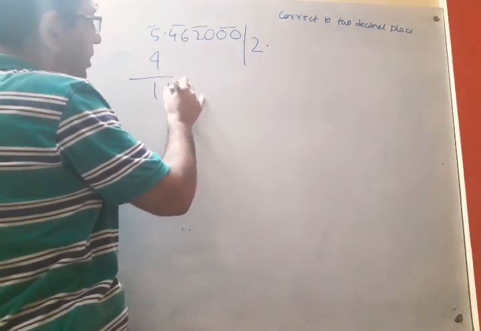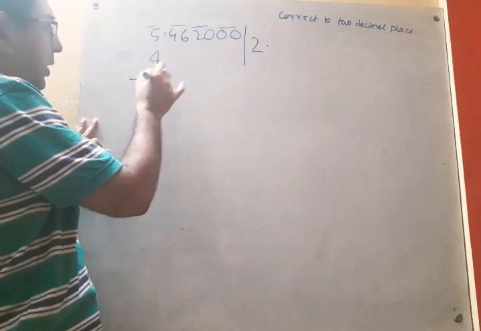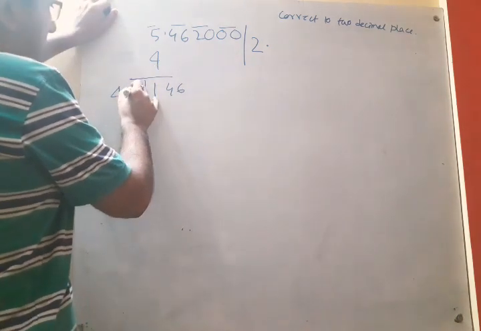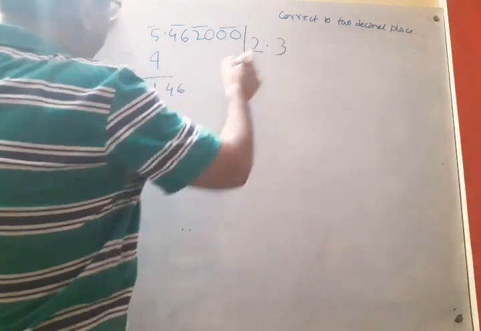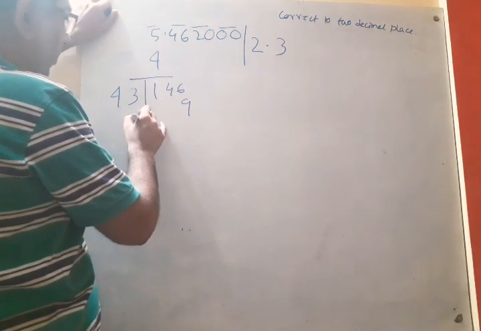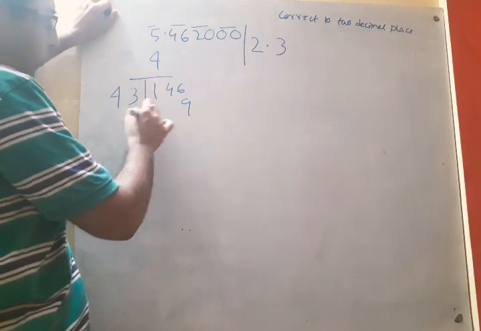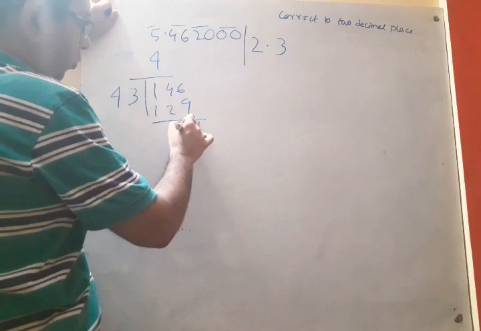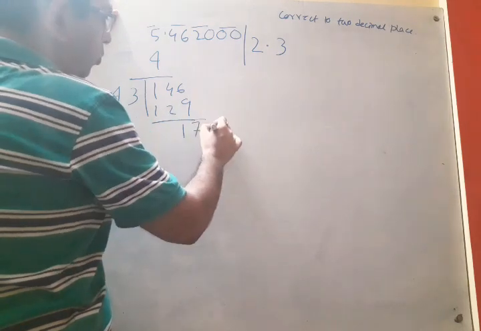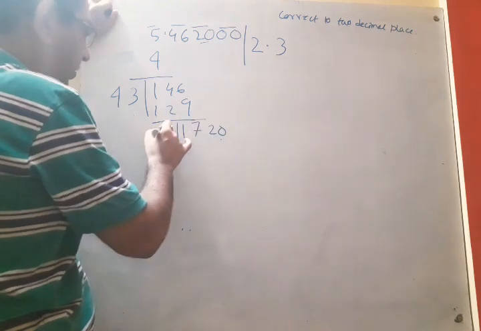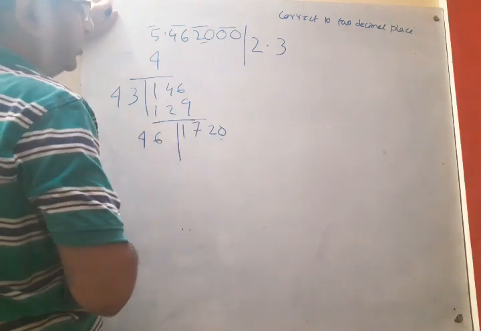46 is coming. Here, double of 2 is 4. Now it is 3. Right, here 3. 3 3 is 9. 3 4 is multiplying by 3. 3 3 is 9, 3 4 is 12. Right? 17. Now we write 20. This one we are writing here. The double of 2.3 is 46.